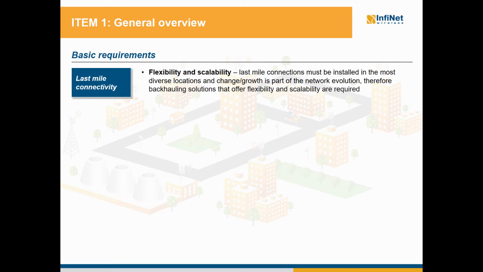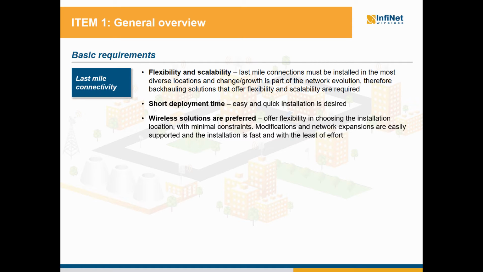Let's proceed and check the basic requirements for each network segment. As the last mile connections must reach up to the customer premises, the installation location can vary from easily accessible places to crowded areas with difficult access. Changes together with network growth are also often needed, therefore choosing a backhauling solution that offers you flexibility and scalability is the best option. Another important aspect for the last mile segment is that the installation should be fast and easy. Taking into account those aspects, the wireless solutions are preferred for the last mile connectivity, as those offer both flexibility in choosing the location, support for future network expansion, and the installation is fast with the least of effort.